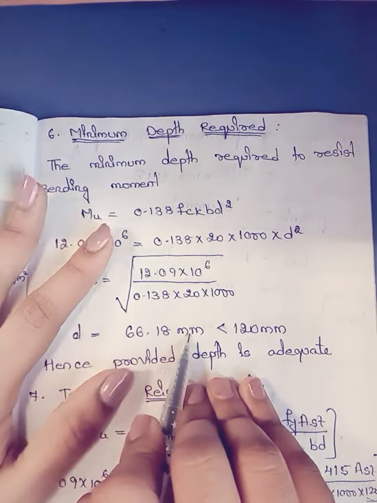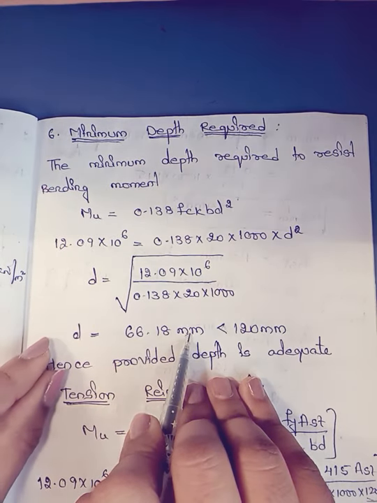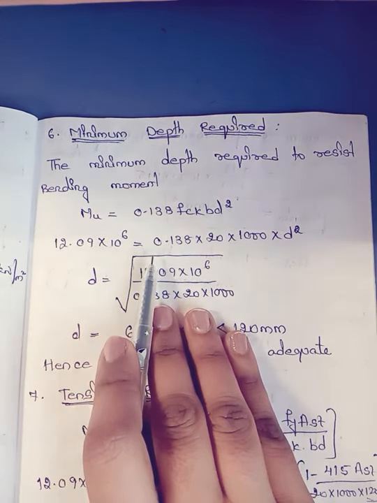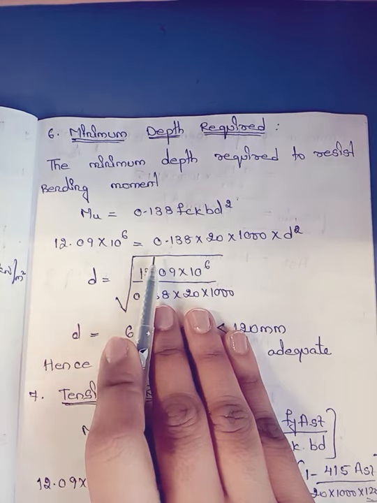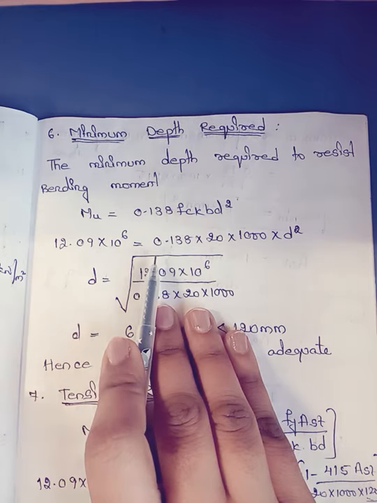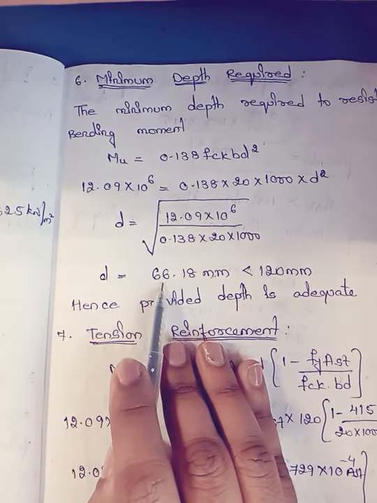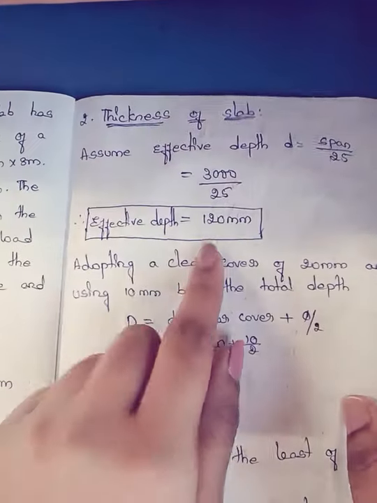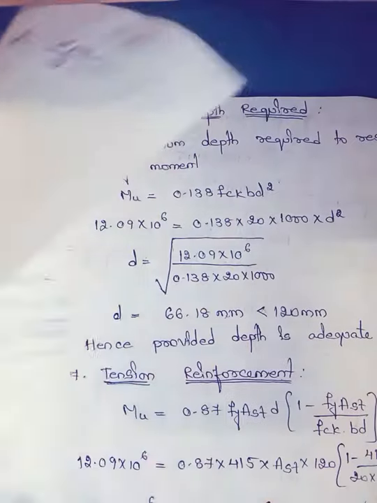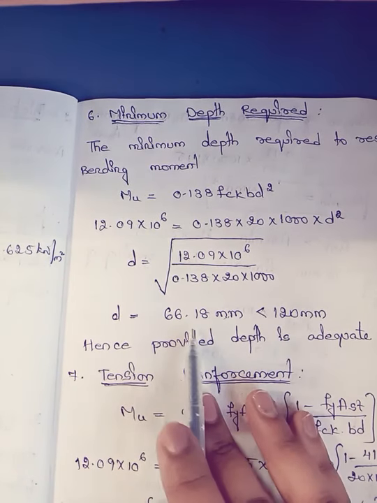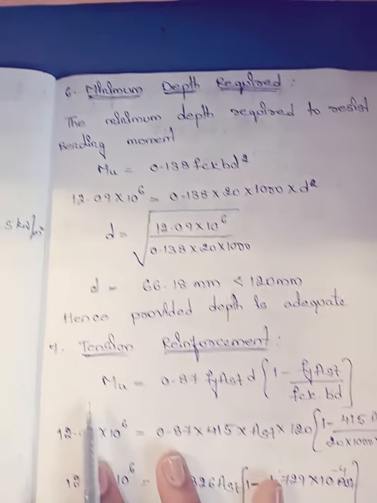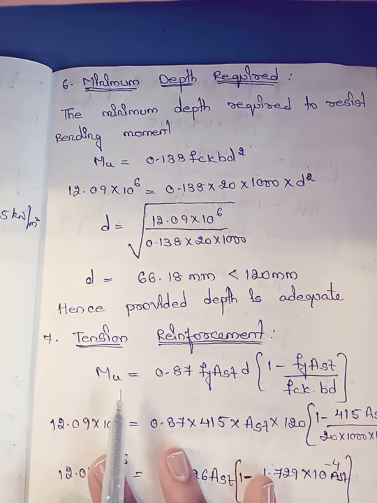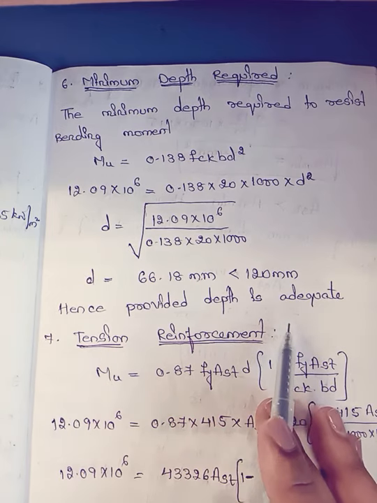We have already calculated the depth, but what we are doing in this step is calculating the minimum depth required, to check whether what we calculated in the starting step is satisfying the minimum requirement as per our codal provisions. How much have we got now? 66.18 mm. In the starting step we calculated d. How much did we get? 120 mm, right? So 120 mm is greater than 66.18. So whatever we have calculated is adequate. Hence the provided depth is adequate.